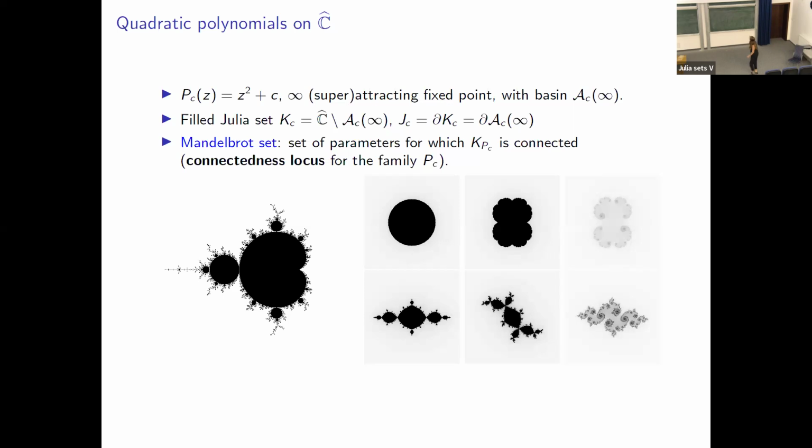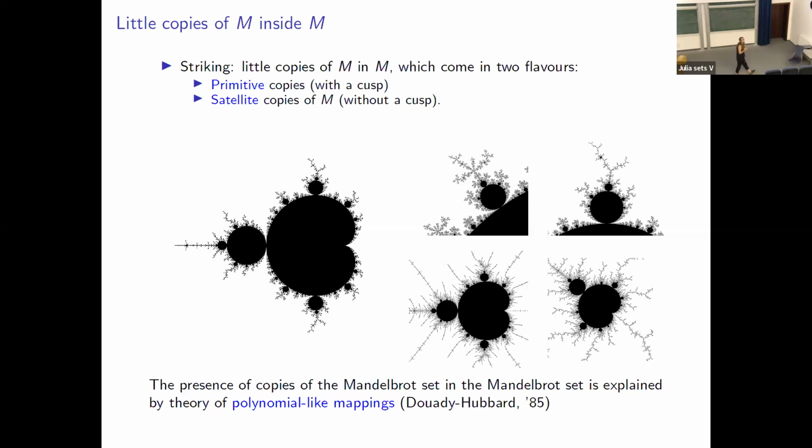Here, I drew some examples of filled Julia sets, and you can see that some are connected and some are not connected. And then you can define the set of parameters such that the filled Julia set is connected. This is called the connectedness locus, which in this case is the Mandelbrot set, is this guy. And a very fascinating fact about the Mandelbrot set is the fact that there are little copies of itself inside itself.